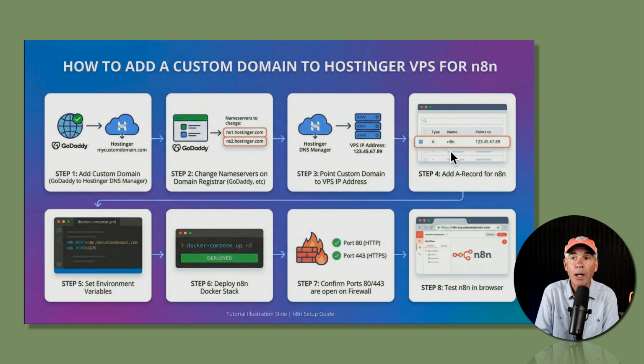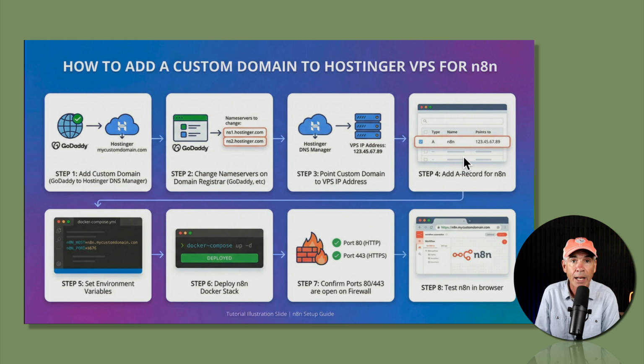Step 1, we're going to add a custom domain to your Hostinger VPS dashboard in the DNS Manager tab. Step 2, you're going to sign in to your domain registrar. So where did you purchase the custom domain that you want to use? You'll sign into the registrar and change the name servers for the domain to the Hostinger nameservers. Step 3, return to the Hostinger VPS dashboard in the DNS Manager, and we're going to point the new custom domain to the IP address of the VPS.